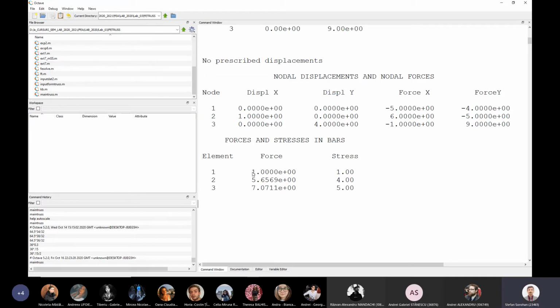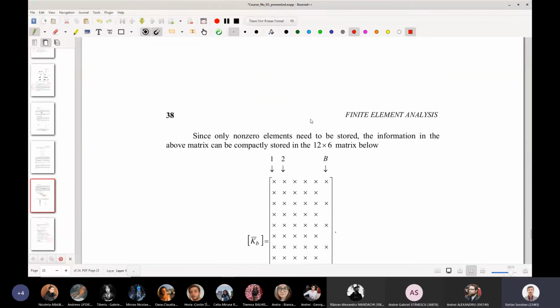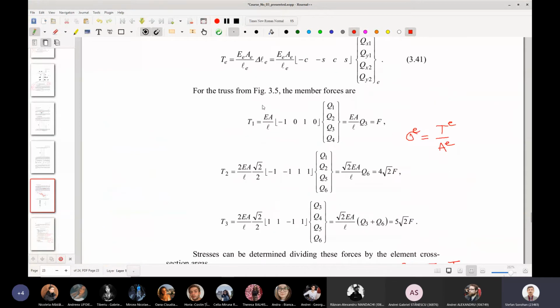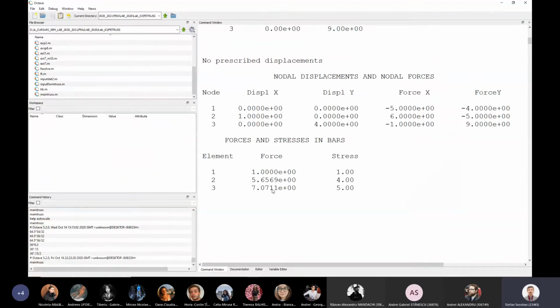After that, you have the internal loads. The internal loads means the forces in each member. So they were also obtained here. So the tension or the force in element number 1 was F, that means 1. This one was 4 times square root of 2. And this one was 5 times square root of 2. But the cross-section area for element number 2 was square root of 2 times A. So the internal stress will be 4. And you can check that the reactions are according to this solution here.